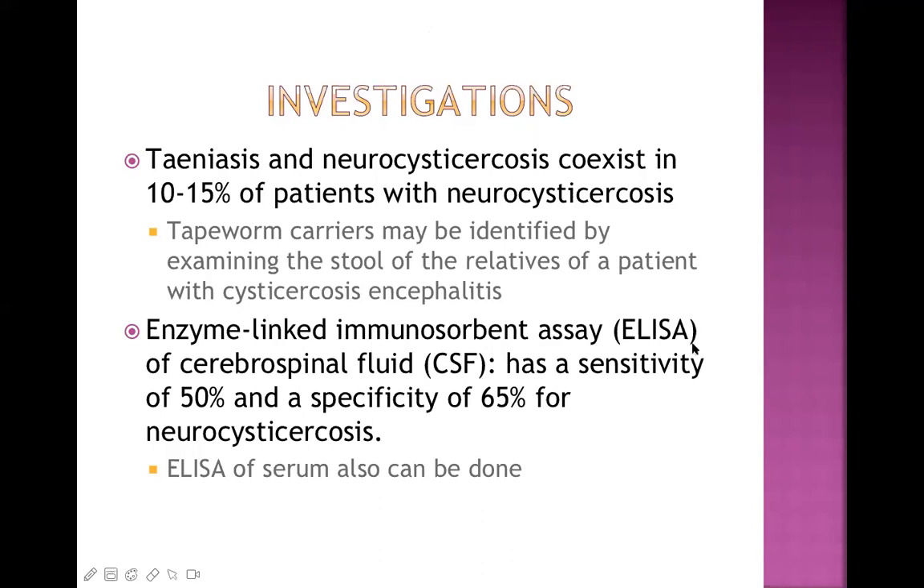Now, another type of investigation which we do is ELISA. The enzyme-linked immunosorbent assay of CSF, and this ELISA will find antibody against Taenia solium. It has a sensitivity of 50% and a specificity of 65% for neurocysticercosis. Not that high, okay? If it is high, that would be better, but nevertheless, it is one of the options. ELISA of serum also can be done. This detects antibody against the parasite.